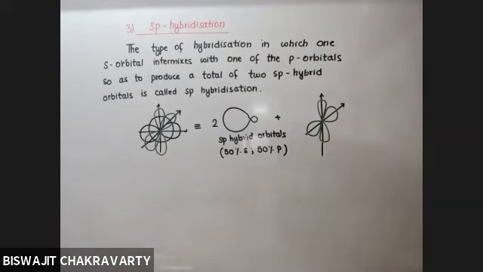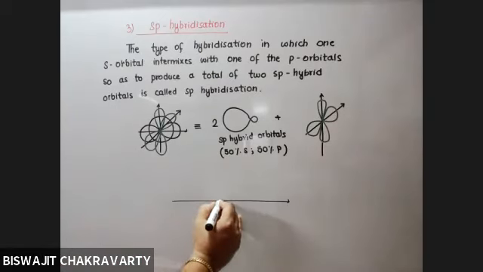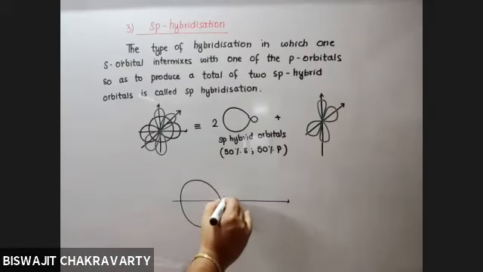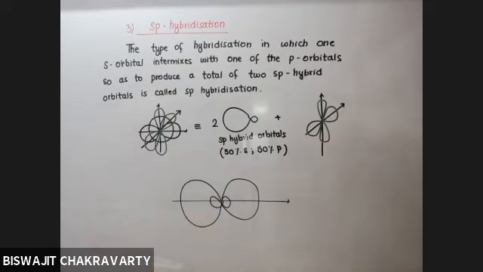Now, if there are two hybrid orbitals produced, which shape is the most comfortable shape for the two hybrid orbitals, in which they will have minimum repulsion and maximum stability? Linear. Very good, linear. So say this is the internuclear axis. Okay, so they are going to form a 180-degree angle.